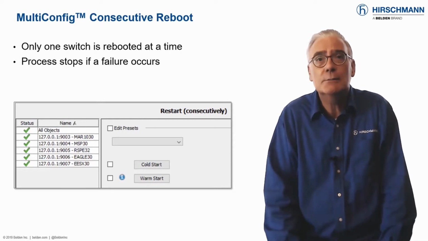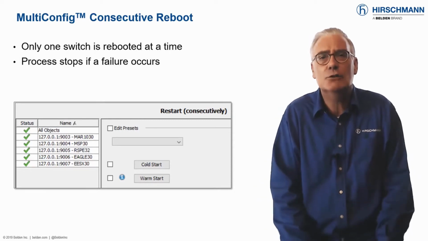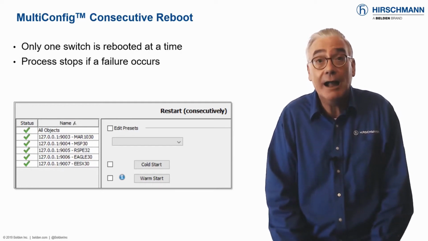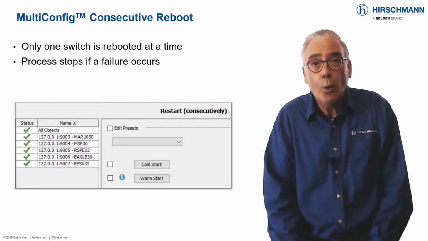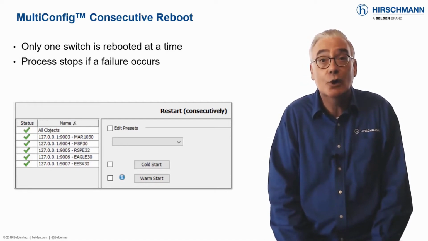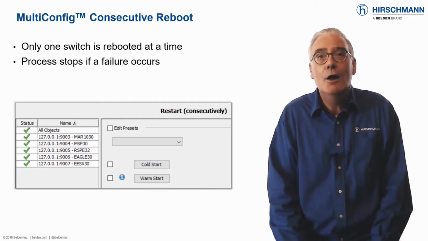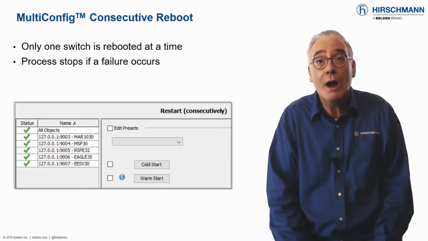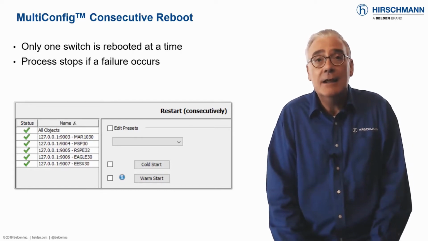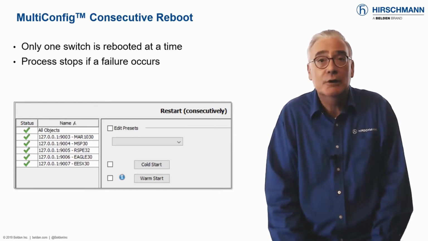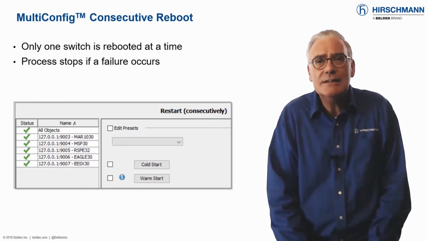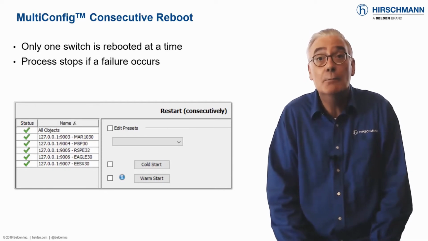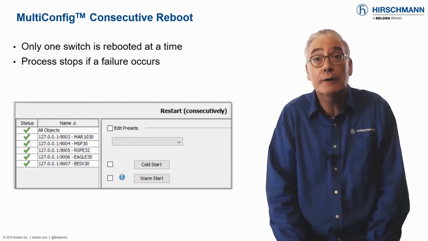Rebooting all switches simultaneously causes massive disruption to live operation. Even worse, it entails a high degree of risk. What happens if some devices do not reboot? The MultiConfig consecutive reboot function will reboot the switches one after the other. If a switch does not reboot, the process stops. Use this function to reduce disruption and minimize risk when conducting emergency maintenance on your network.